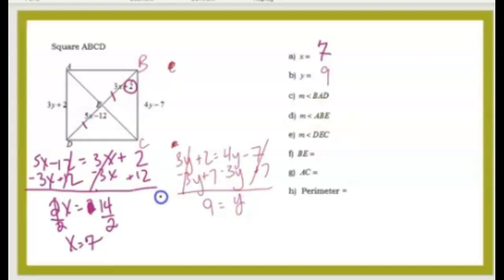Perfect. Here we go. We're going to find the measure of BAD. So that's this angle right here. We know that squares form 90-degree angles. So that one was easy.